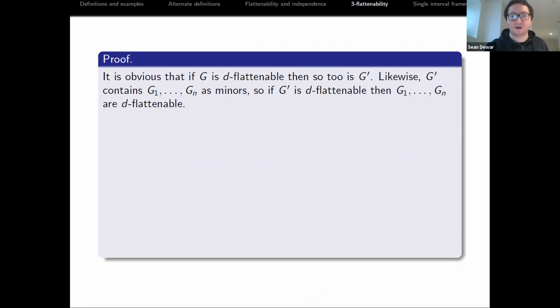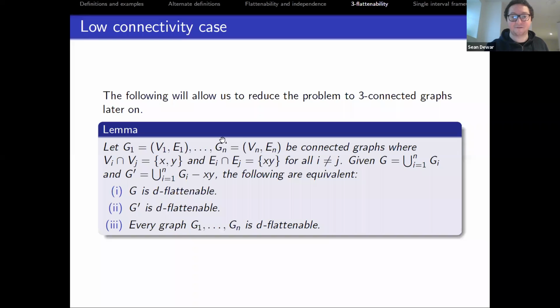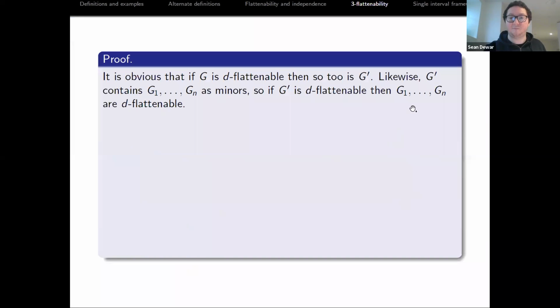So first thing, if G is deflattenable, then so too is G dash. That's fairly obvious. G just contains G dash. What else? If G is deflattenable, then it's immediate that these are all deflattenable as well. But we can also say that if G dash contains G1 to Gn as minors, then if G dash is deflattenable, so are G1 to Gn.